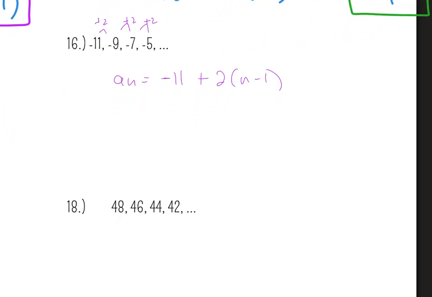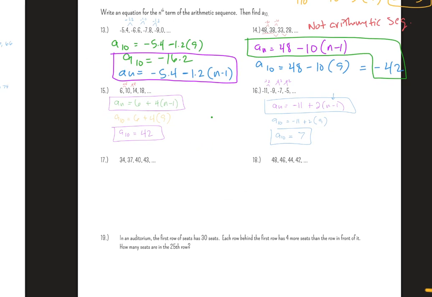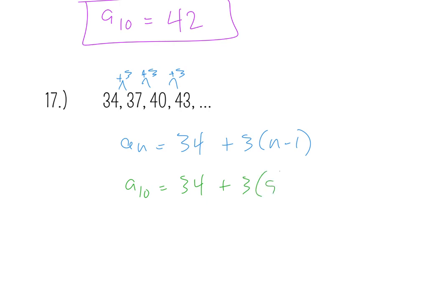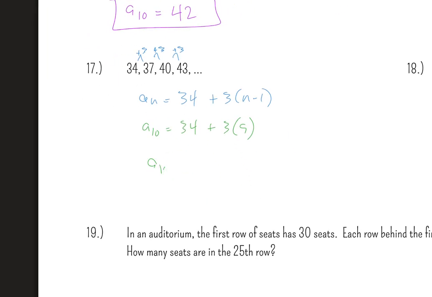All right, so a sub 10 equals negative 11 plus 2 times 9. Why is it 9? Because 10 minus 1. Negative 11 plus 18 is 7. So there's one and the other. We're going up 3 each time. So a sub n equals 3. Just kidding. Equals 34 plus 3 times n minus 1. A sub 10 equals 34 plus 3 times 9. So 34. Let's see, 34 plus 27 is 61.